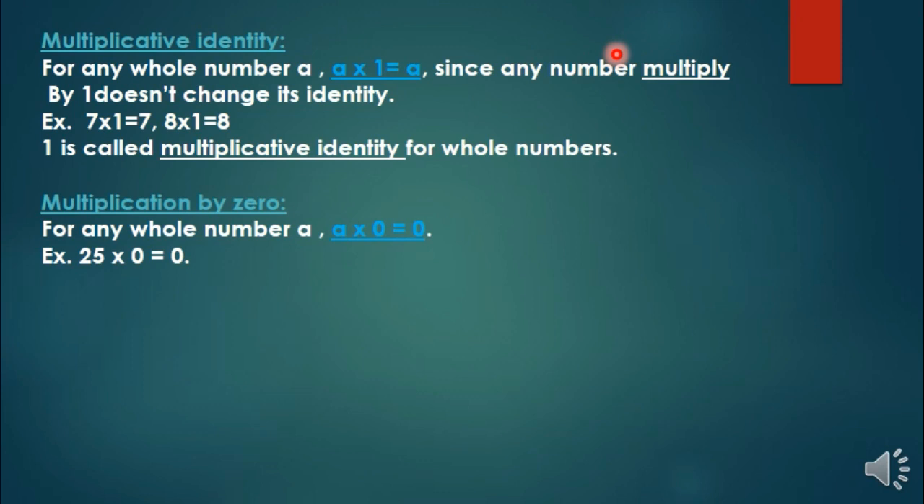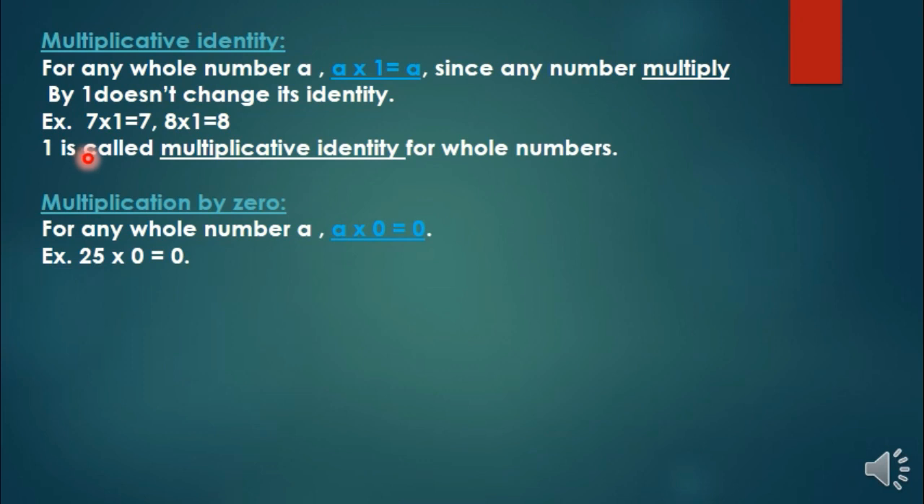Since any number multiplied by 1 doesn't change its identity, that's why this is called the multiplicative identity for whole numbers. Now, which number is there? Because of that number, when we multiply, the answer is identical. The number is 1. That's why 1 is called the multiplicative identity for whole numbers.